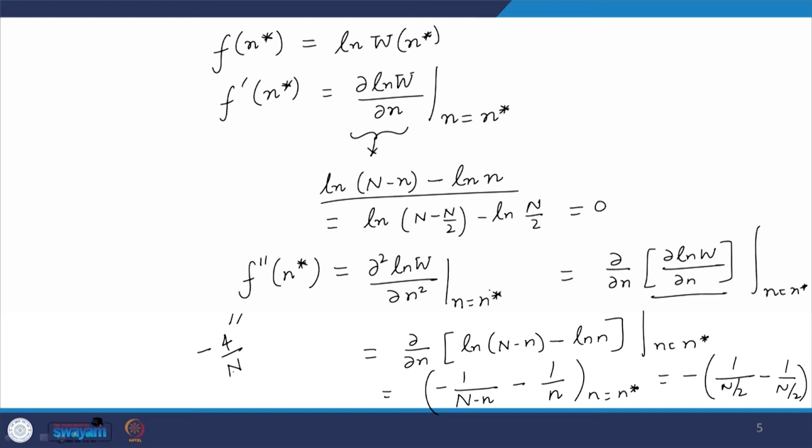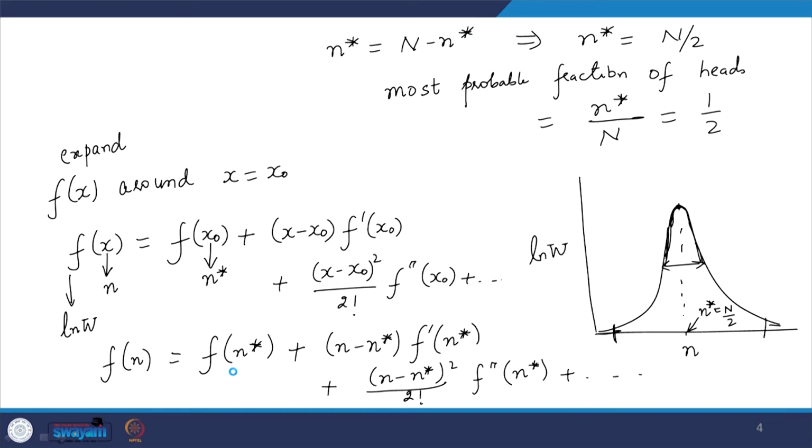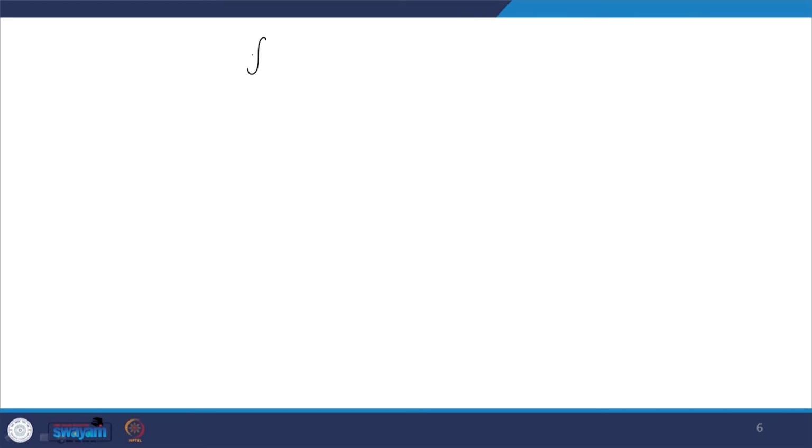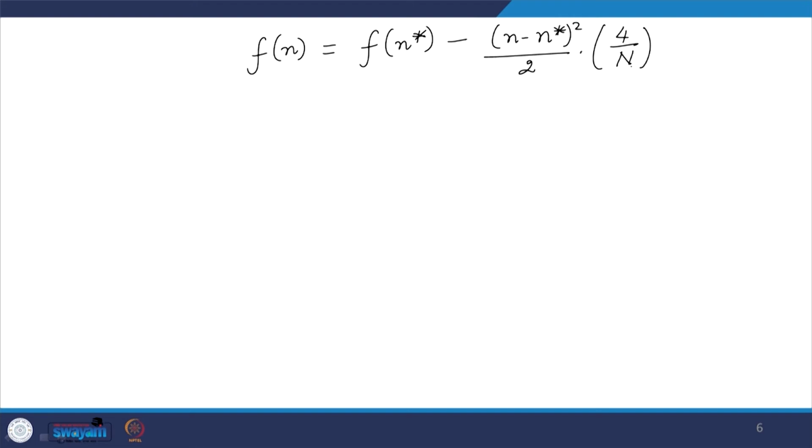So, if I now put this expression back in what I have written earlier, the first term is going to be 0, but the second term we are going to replace with minus 4 by n, right. So, this gives me f of n is equal to f of n star minus n minus n star square by 2 into 4 by n.